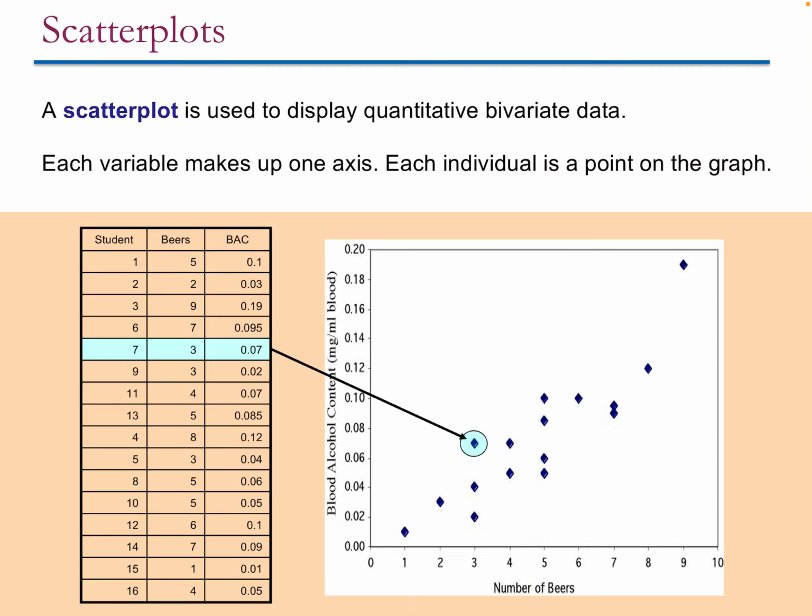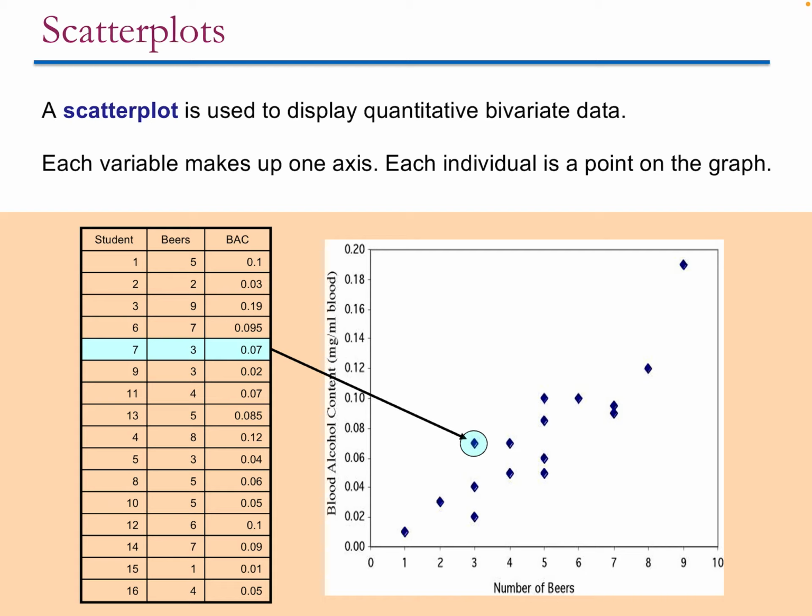All right, so let's look at a scatter plot. A scatter plot is used to display the relationship between two quantitative variables. They're very commonly used for bivariate data. Each of our two variables makes up one of our two axes. So you see we have, for example, number of beers here on the x-axis and then blood alcohol content here on the y-axis. Again, student ID is not a variable, so these numbers are not plotted on our graph.